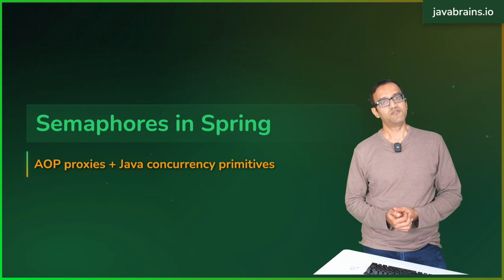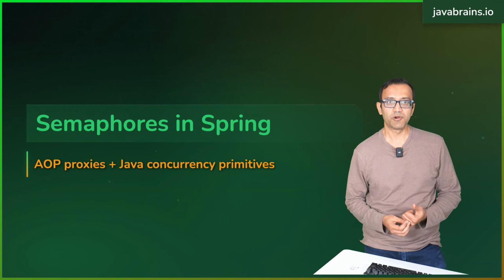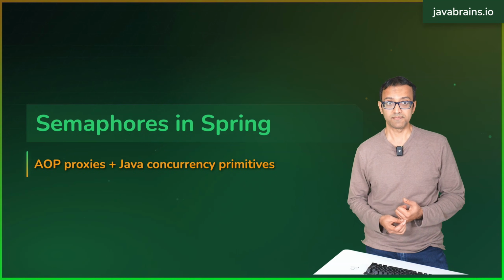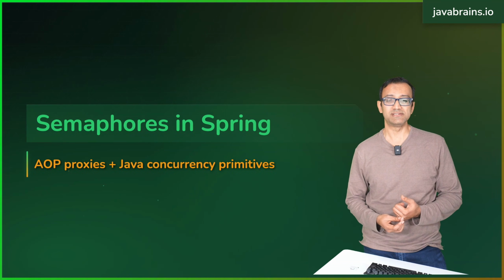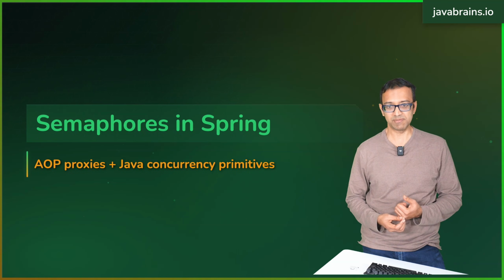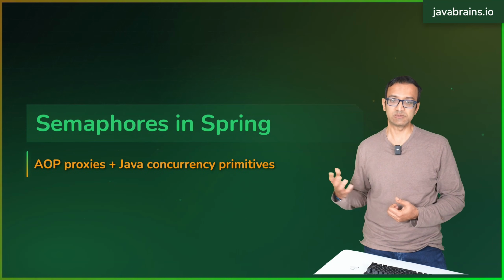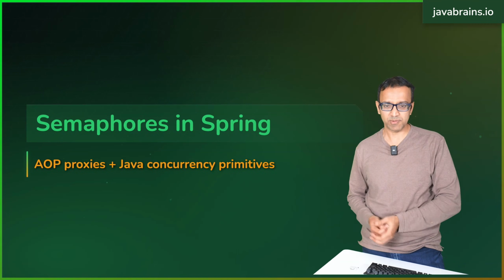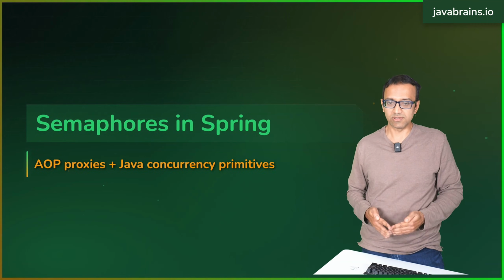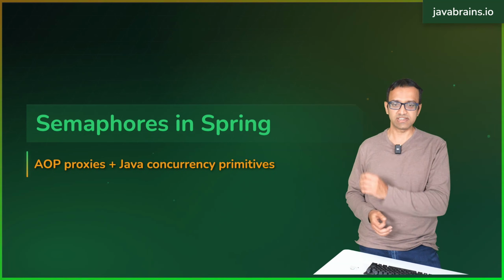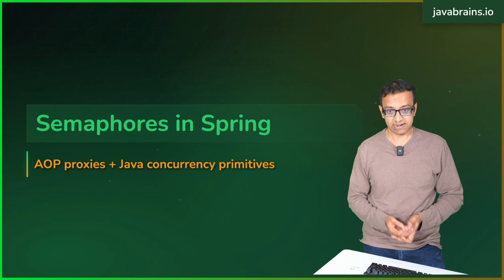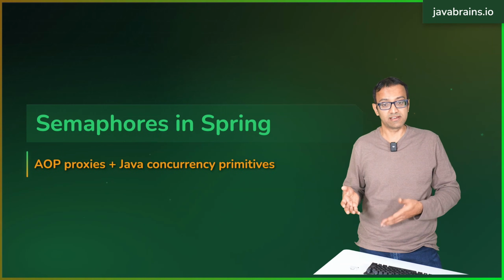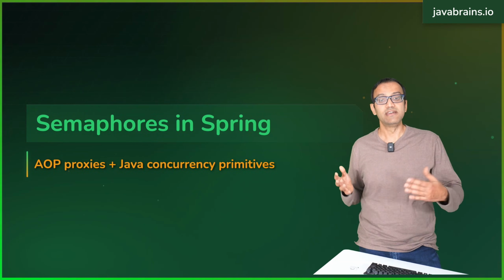So each semaphore ensures that no more than n threads can hold permits simultaneously. This has been available in Java for a while, Java concurrency primitives with semaphores. It's just that Spring leverages this using AOP proxies. So you don't have to create the semaphore yourself. You just have to stick an annotation in. The proxy manages these semaphores, and when a request comes in where it doesn't have a permit, it makes it wait.